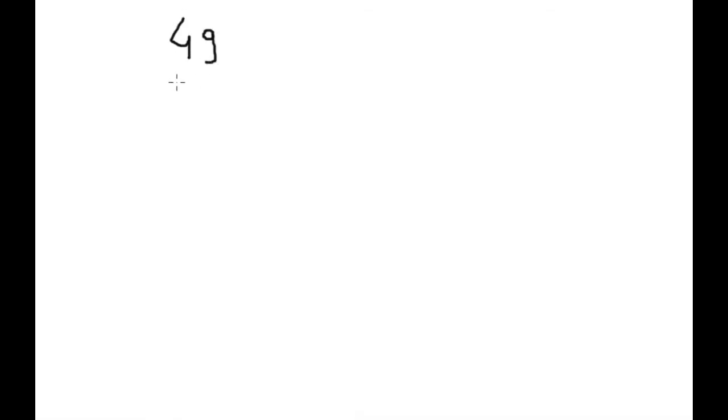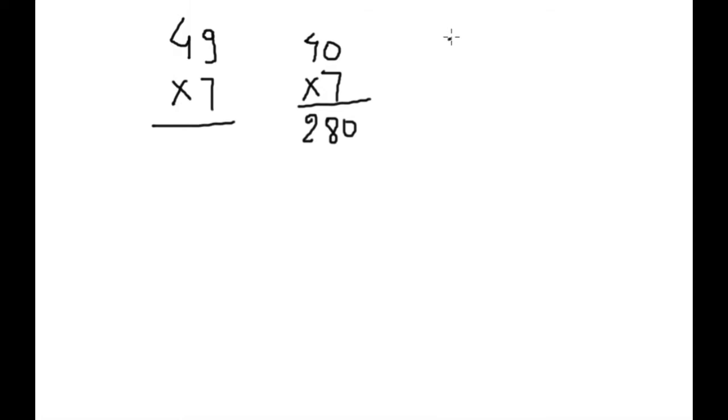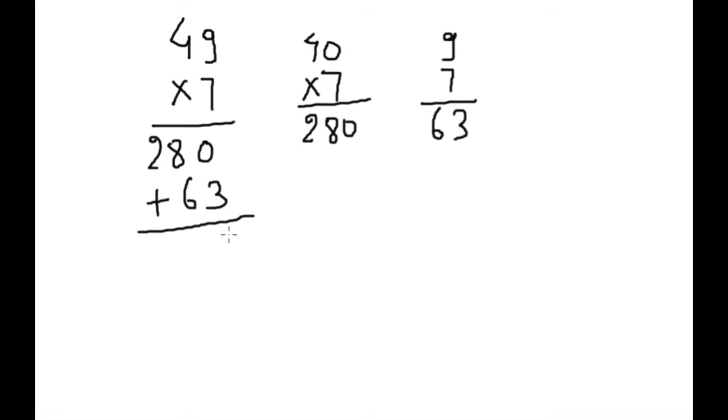49 into 7. So 40 into 7 is 280 and 9 into 7 is 63. So here 280 and 63, it's 343. Let's see another example.